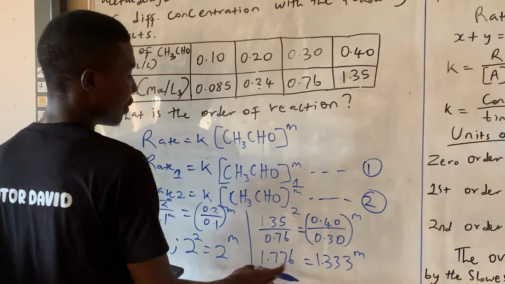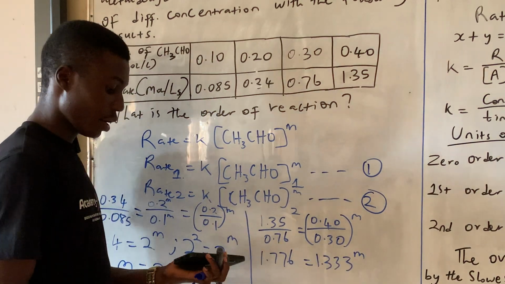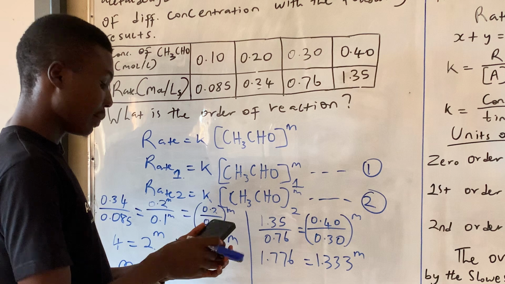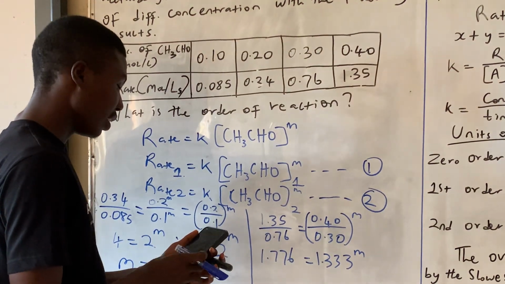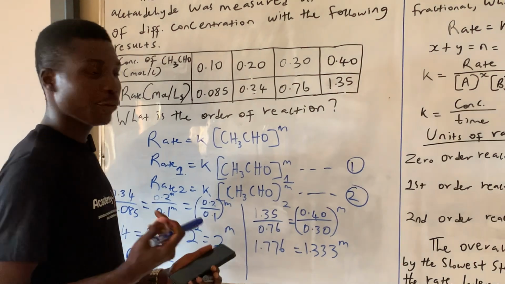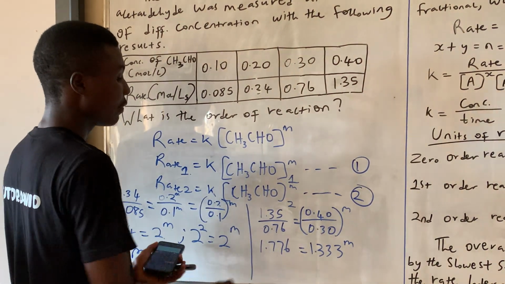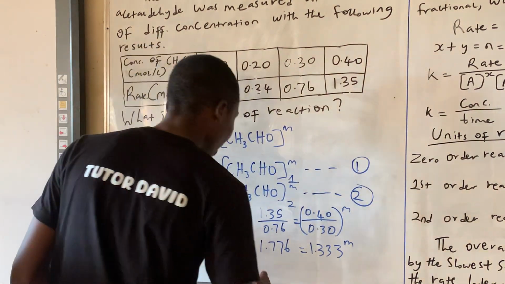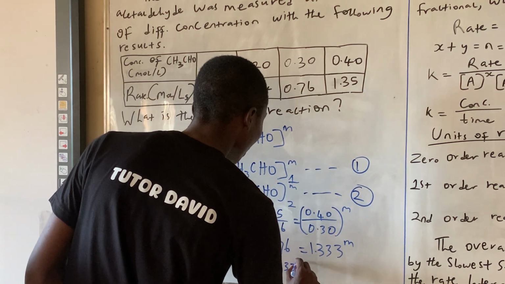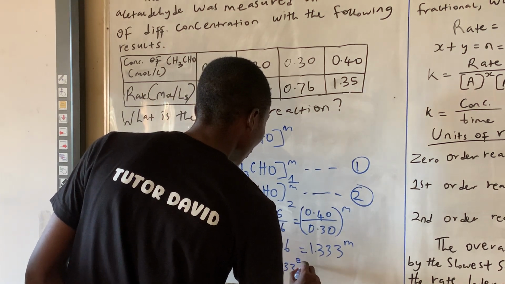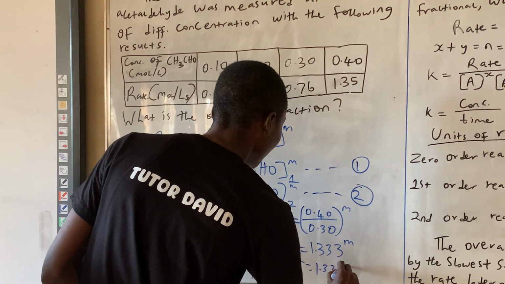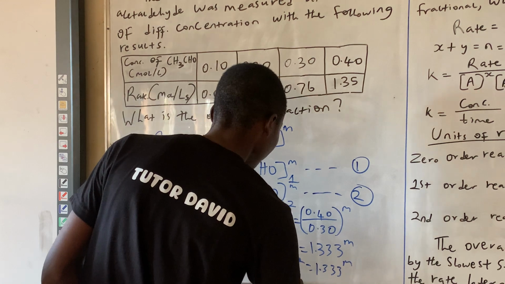The next thing is for you to find a common base so that you can determine the power. For this answer, you have 1.333, and you can raise it to the power of 2 to see what it will give you. If you do that with your calculator, it will give you 1.776, simply telling you that 1.333 raised to the power of 2 is equal to 1.333 raised to the power of m. Therefore, m is equal to 2.